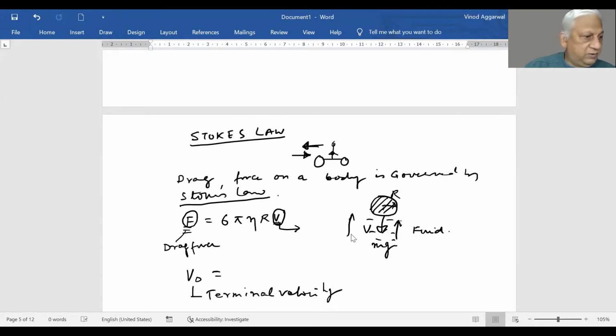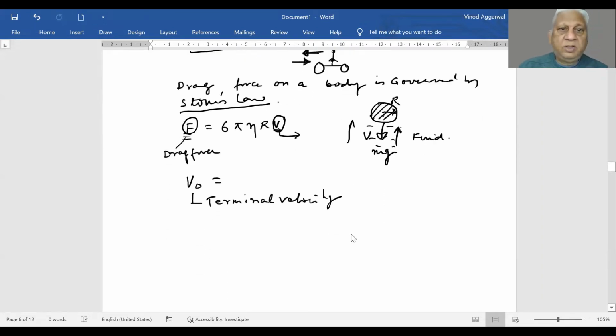If we use this formula, okay, let's do some analysis. You don't write the formula straight away. Now, what is the gravitational force acting on it? It will be volume of the sphere times its density times g. This is the weight of the sphere.